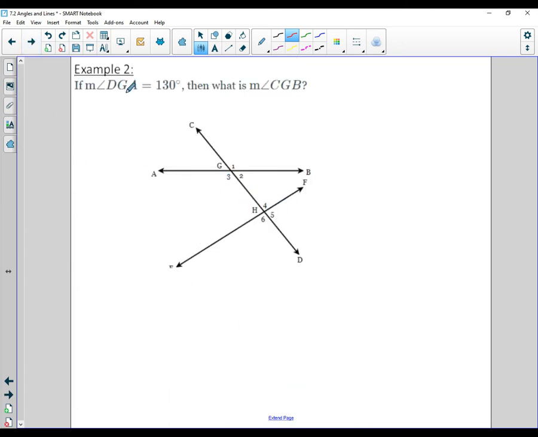Here, if DGA equals 130 degrees, where is DGA? That's angle 3 here, which is 130 degrees. What is the measure of CGB? CGB is this angle. Oh, and it's a vertical angle, so that's 130 degrees as well. Right? Vertical angles are congruent. It's that easy, right?